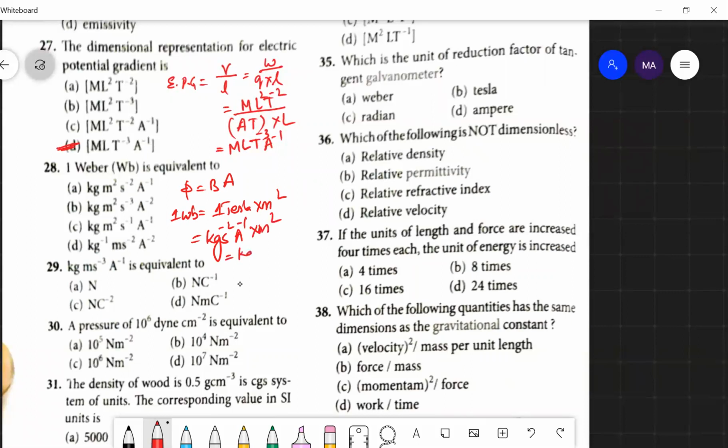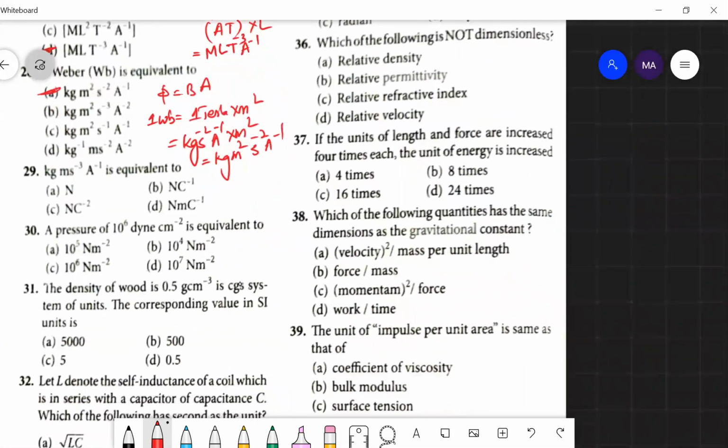So it will be kg, and this will become meter square second inverse square and A power minus 1. So that will be the answer: kg meter square second inverse square A power minus 1.